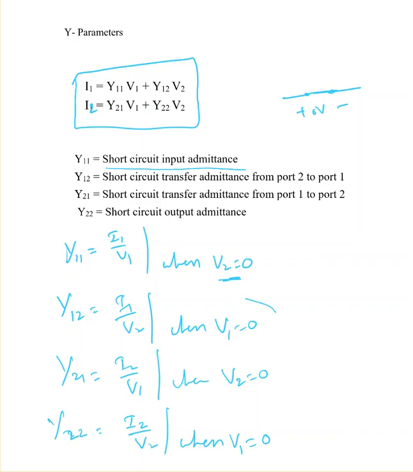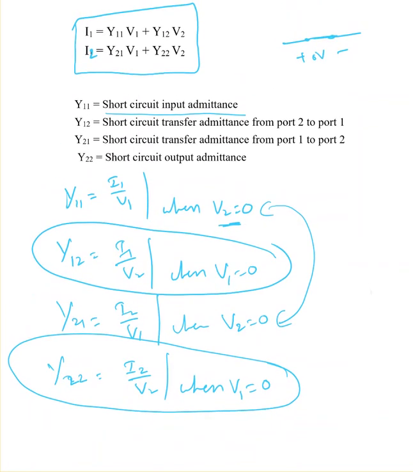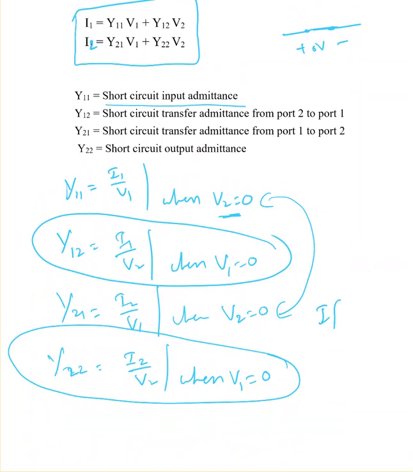If you look at these two quantities, Y12 and Y22, we can find them together in one circuit. Same thing with Y11 and Y21, we can find them together with one circuit. Now if Y12 equal to Y21, similar to impedance parameters, we call that network a reciprocal network.